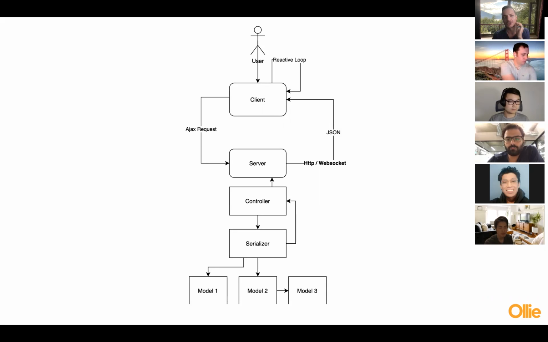Similarly, if the service is small enough, tiny, a couple of endpoints, and the data is not that vast, there's not a lot of relationships between data, chances are you don't need GraphQL. Chances are GraphQL is overkill.